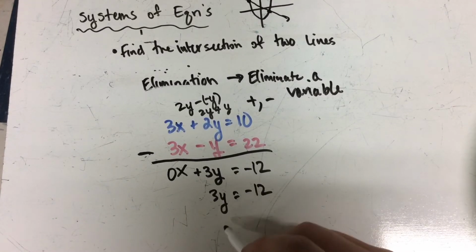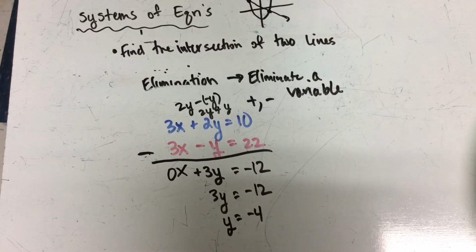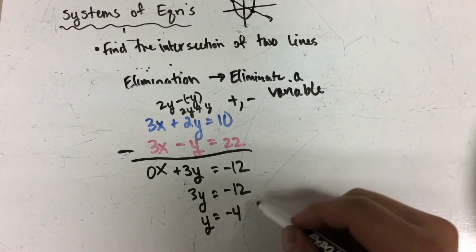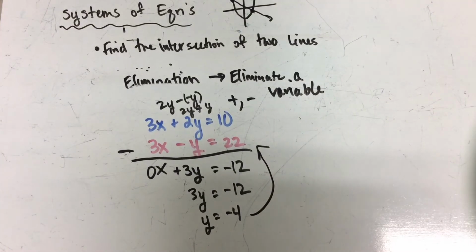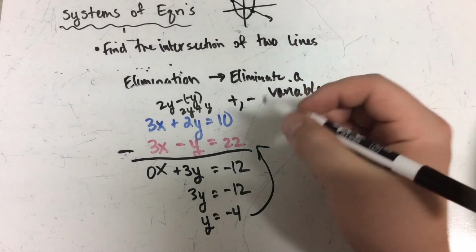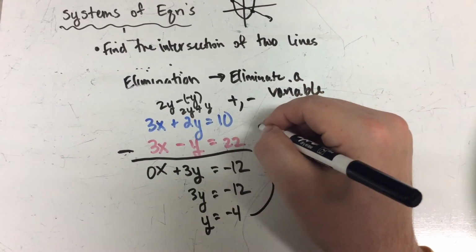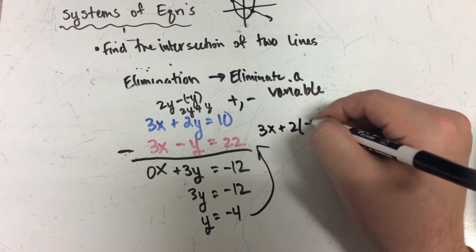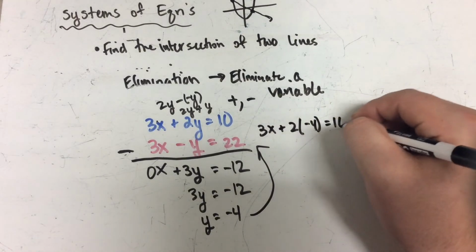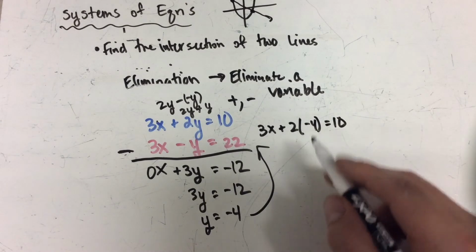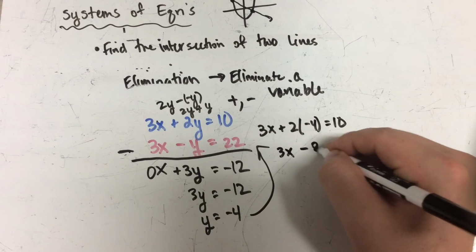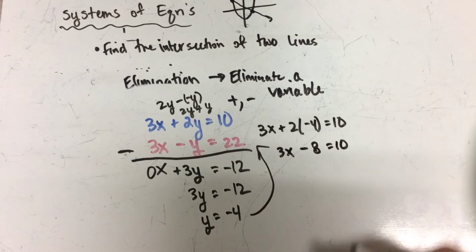Divide by 3 to solve for y. So it'll be y equals negative 4. We're not quite done yet, though. We still need to find out what x equals. So we're going to take this and plug it into either equation. I'll go the blue equation this time. And I'm going to say that 3x plus 2 times negative 4 equals 10. I'll start to clean this up. This is going to be 3x minus 8 equals 10.